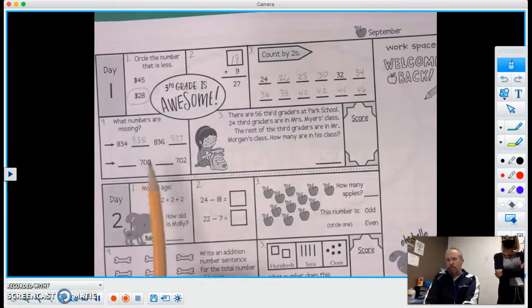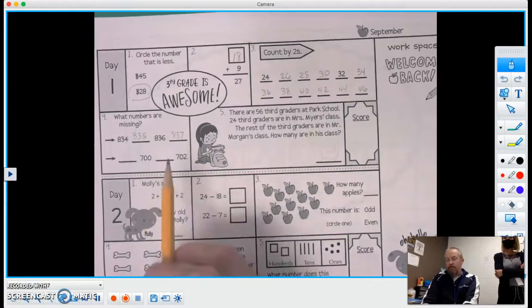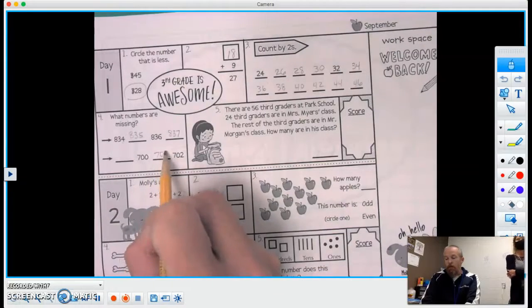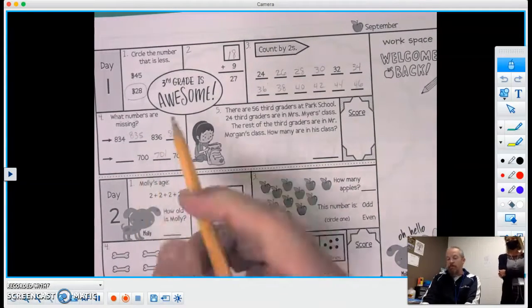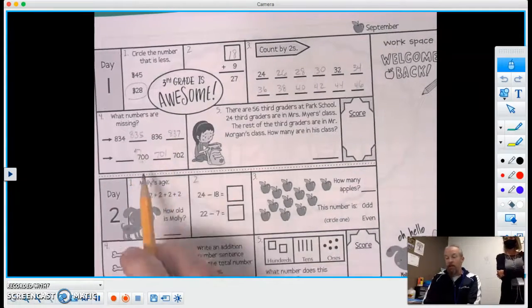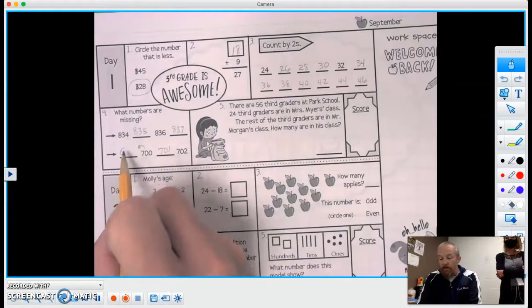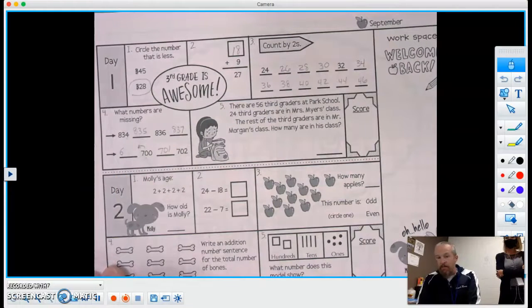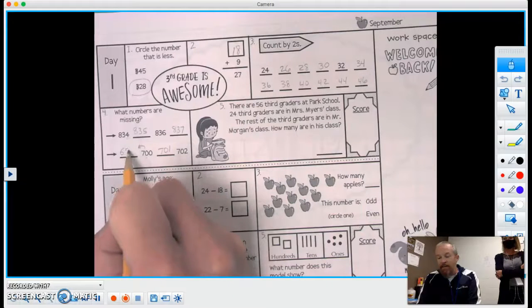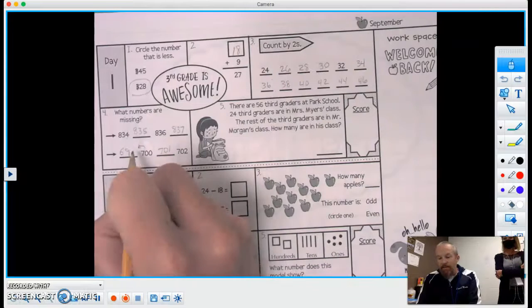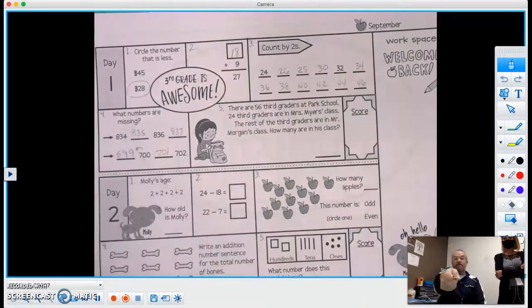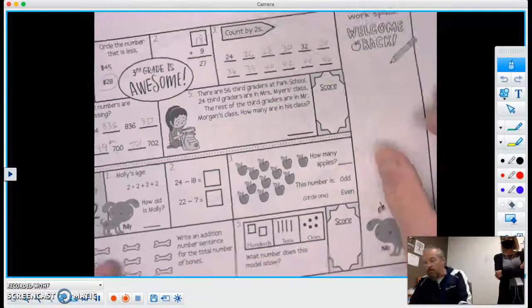Oh, look at that. My pencil's bending. 701 is between those two, but we have to go backwards from 700 down 1. So we have to go all the way down to 600. Did you get it? 99. Good job. I saw you. You're doing excellent work.